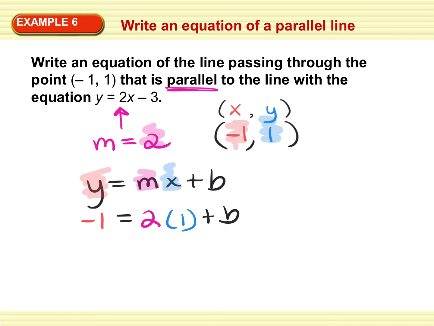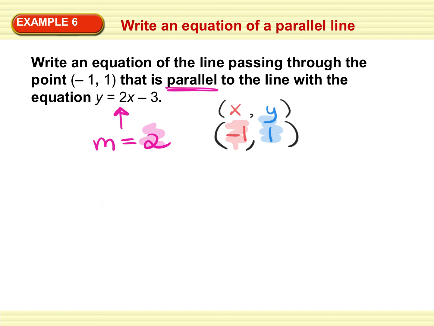All right, let me go back. I did that wrong. Let me start over. All right, so let me rewrite the equation. y equals mx plus b. So the y is 1. It's blue. Oops, let me highlight. The y is 1. The x is negative 1. And the m is going to be pink. It's going to be the 2.